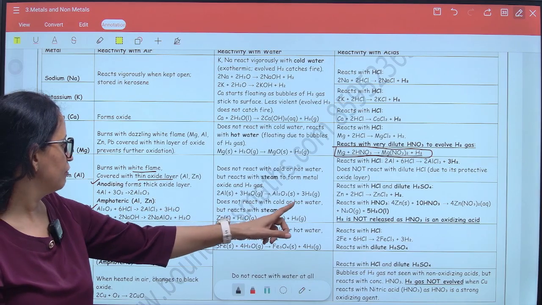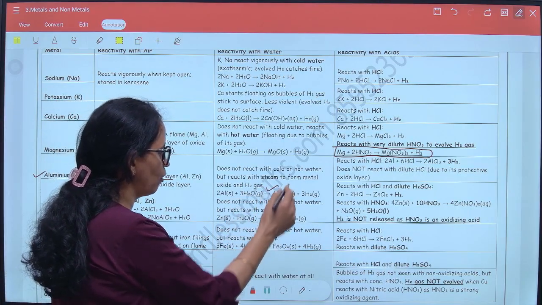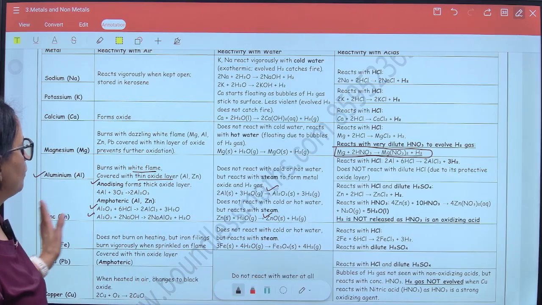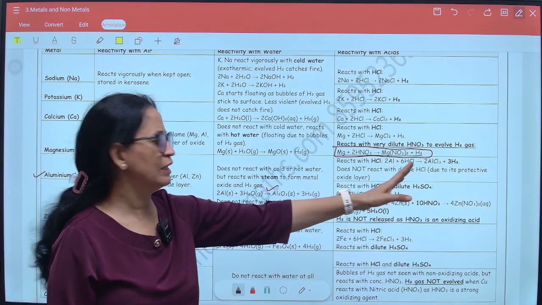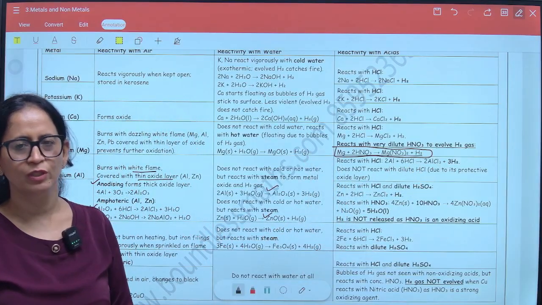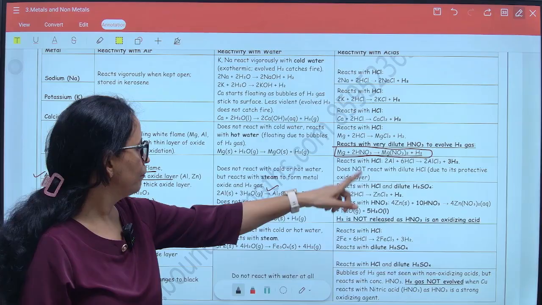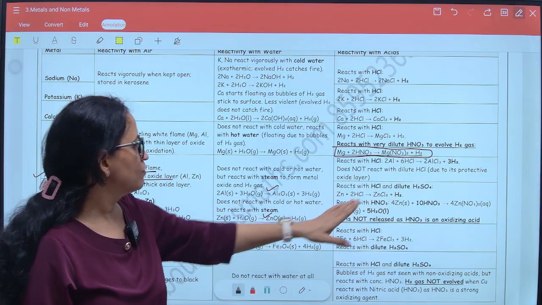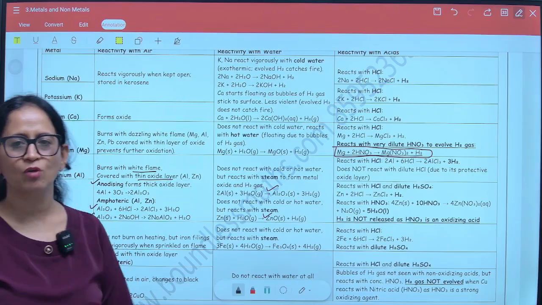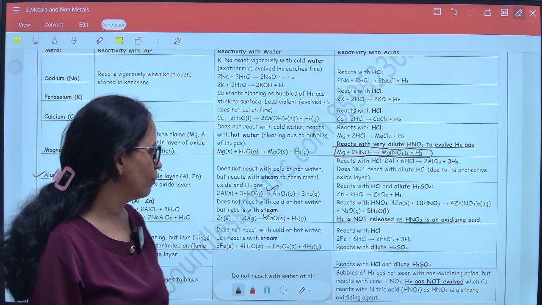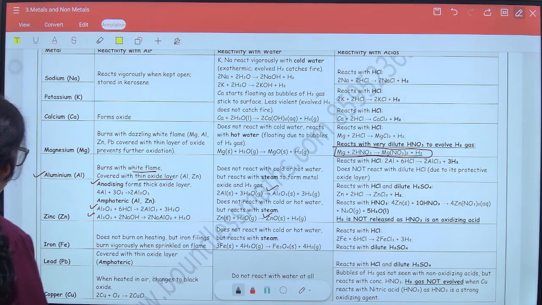Again, zinc does not react with cold or hot water, but it reacts with steam. So both of these react with steam and form their oxides, and hydrogen gas is released. Aluminium reacts with HCl, again H2 is released. It does not react with dilute HCl due to its protective oxide layer, so you need concentrated HCl. Zinc reacts with HCl and H2SO4 and forms hydrogen, whereas with HNO3 it does not release hydrogen. Now it releases N2O and H2 gets oxidized to H2O. So H2 is not released here with HNO3 because HNO3 is a very strong oxidizing agent.